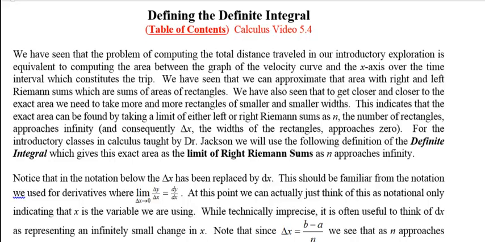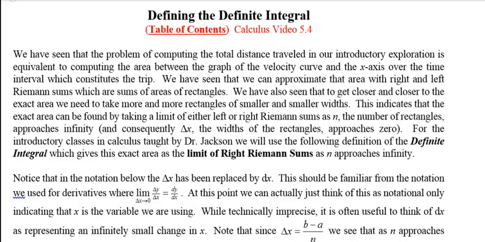In this video, we will be defining the definite integral. Now, in our previous videos, we looked at the idea of left and right Riemann sums, and we built our way up. In our introductory exploration, we were computing total distance traveled, and we found that was equivalent to computing the area between the graph of the velocity curve and the x-axis over the time interval which constituted the trip.